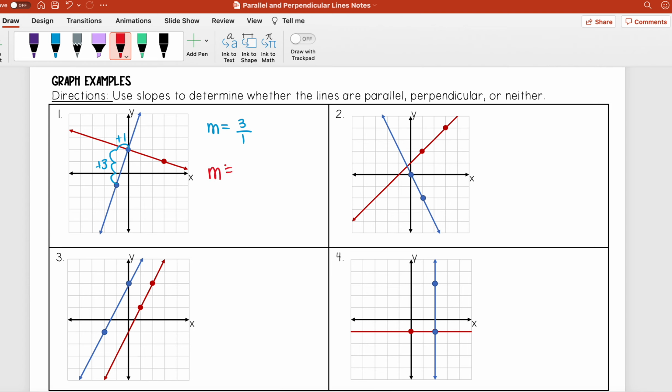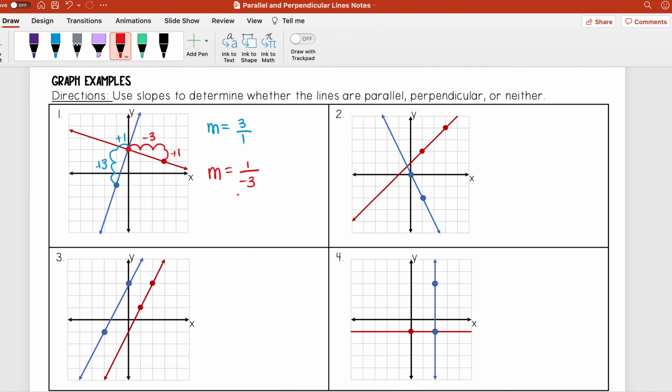Now I'm going to find the slope of my red line. And so for my red line, I also have this shared point with the blue. And so I need first to see how much I rise. So to get from this point to this point, I see I go up 1. And then I see I go to the left, 1, 2, 3. And since I'm going left, that's going to be -3.